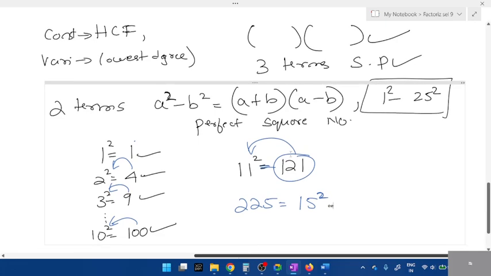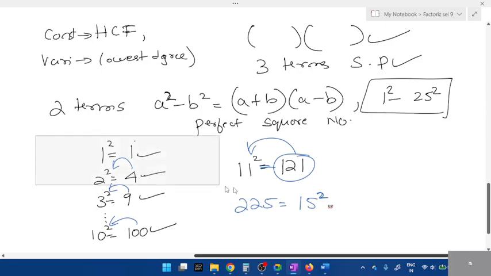No, no, just the square root. I'm just telling the square root. Which one? Anna. Anna or Sherlyn?